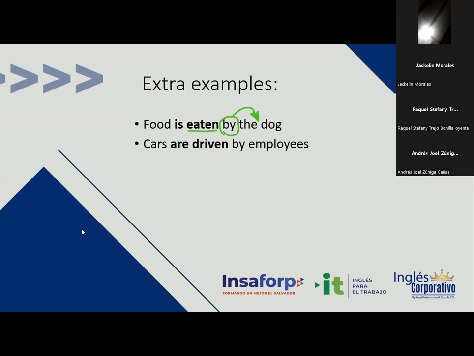Cars are driving by employees. Okay, very good. Cars, give me 1 second. Cars are driven, okay, by employees. Driven es el pasado participio del verbo drive, okay? That's the past participle of the verb drive. Let's remember that. Let's continue with the next one.